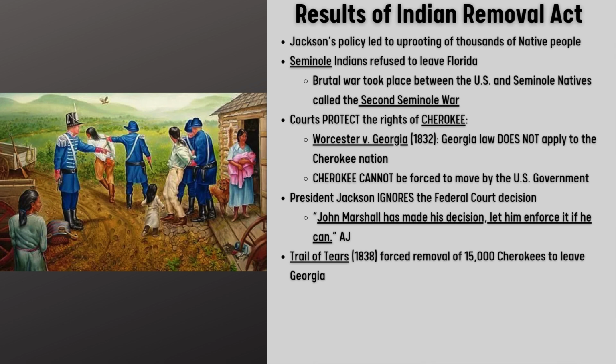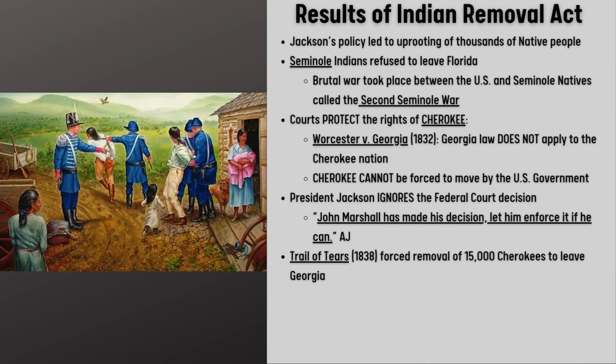Results of the Indian Removal Act. This policy resulted in the forcible uprooting of thousands of native people. Consider the Seminole Indians, who bravely refused to leave Florida, igniting the fierce Second Seminole War. A significant legal battle also unfolded during this era. The Cherokee people found protection in the courts through the landmark case Worcester v. Georgia in 1832, which declared that Georgia's laws did not apply to the Cherokee Nation. The decision should have safeguarded them from forced relocation.